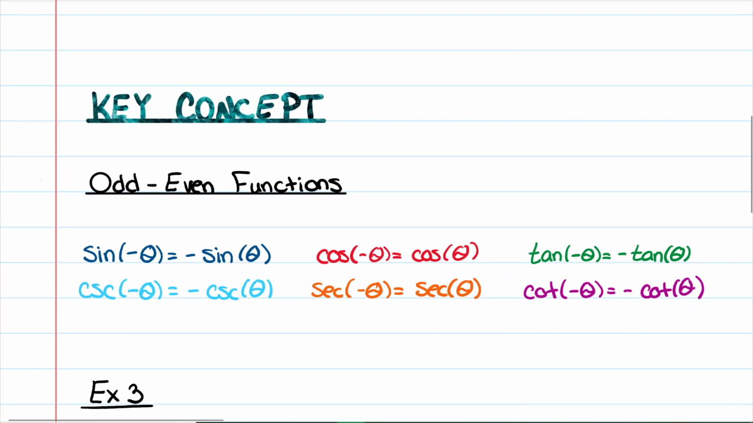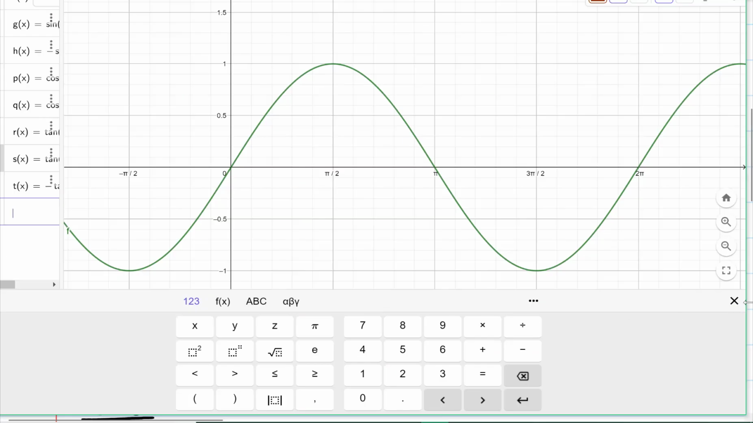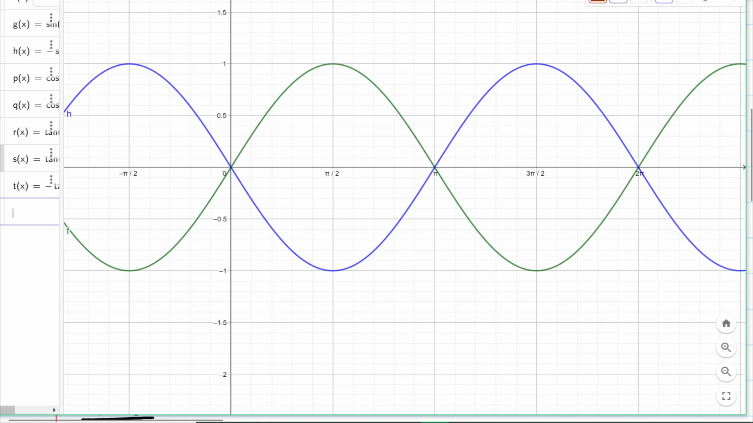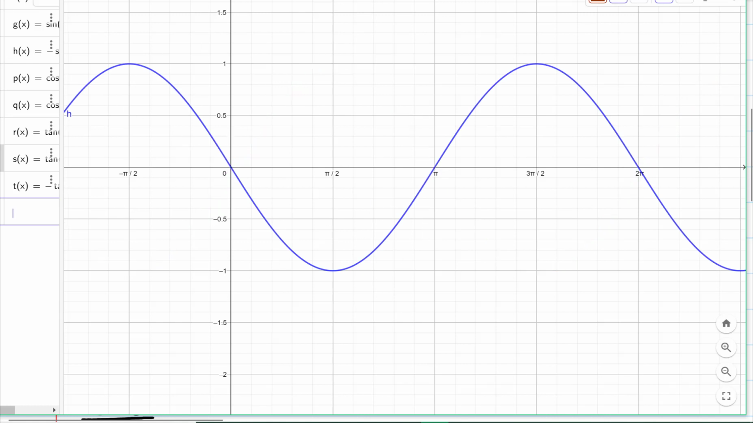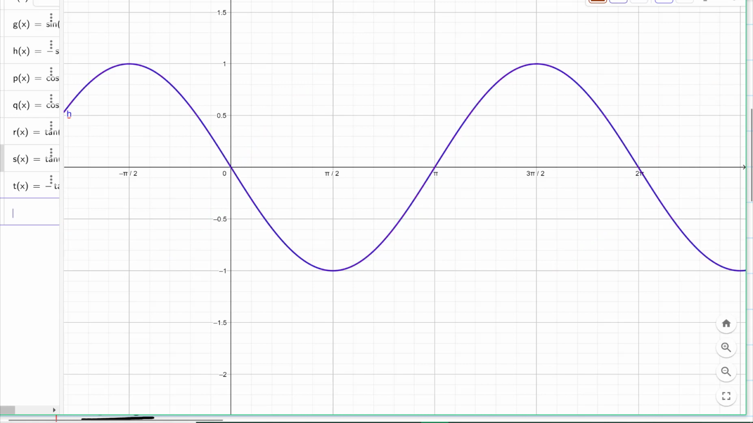Okay, another key concept I want to go over is even and odd properties. We've talked a little bit about this before, how sine of negative theta is equal to negative sine of theta. So I want to show you graphically why this happens. So right now I have sine of x graphed, and what I'm going to do is graph negative sine of x. So if you put a negative in front of your function, it's going to make it flip underneath. So that's now negative sine. So our blue graph here is negative sine. And now I'm going to graph sine of negative x. And as you can see, they're the same thing.